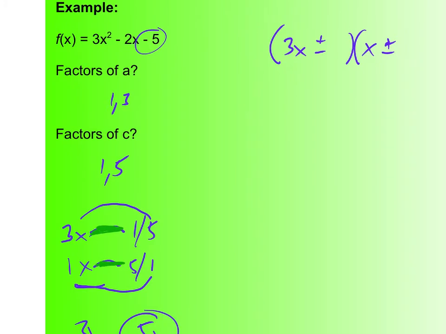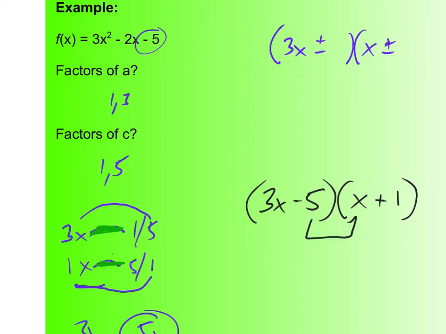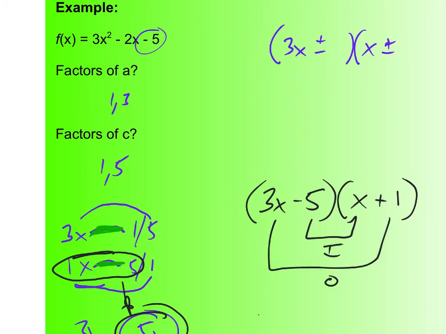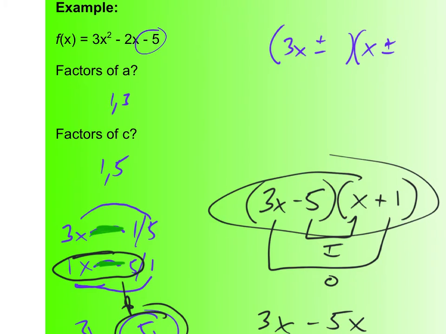1x times 5 to be a negative, so that means that we would need the one with the 5 to be the negative, but we need it to be opposite the 1x, so it would be 3x minus 5 and x plus 1, and what that guarantees again then is that we get the 1x times the 5 to be a negative, which is the inside term in FOIL here. The outside term in FOIL is going to be 3x times 1, so that's just a positive 3x. The inside term is a negative 5x, so there's your negative 2x. So that becomes the final answer in this particular problem.